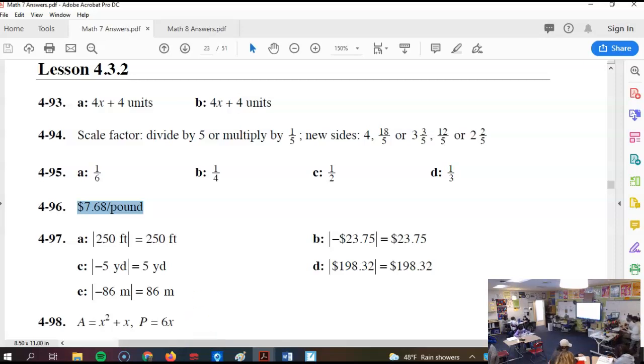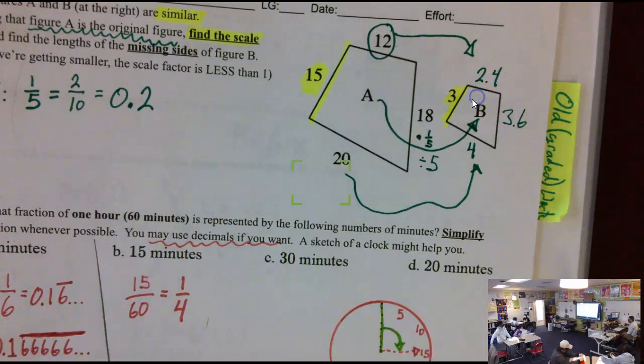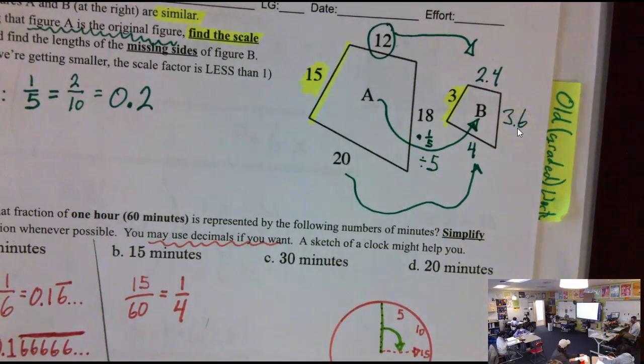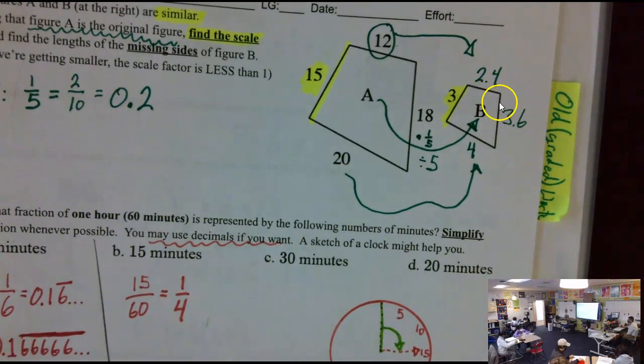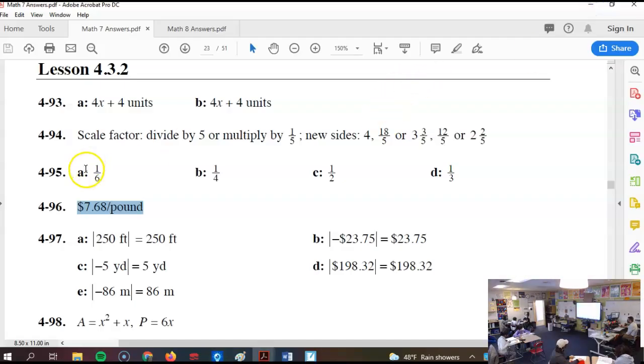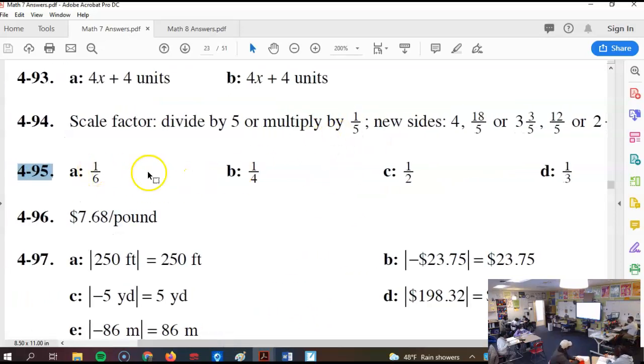Yeah, that's right. So Dikshita's asking about 94. These are not quote-unquote nice numbers. But if you use your scale factor, you get 2.4 and 3.6. You can use fractions if you want, but the decimals are totally fine. Other questions on like 95, the clock problem? All of these fractions are the reduced fractions. So in 95, if we reduce down, a sixth of an hour, a quarter of an hour, a half of an hour, a third of an hour.